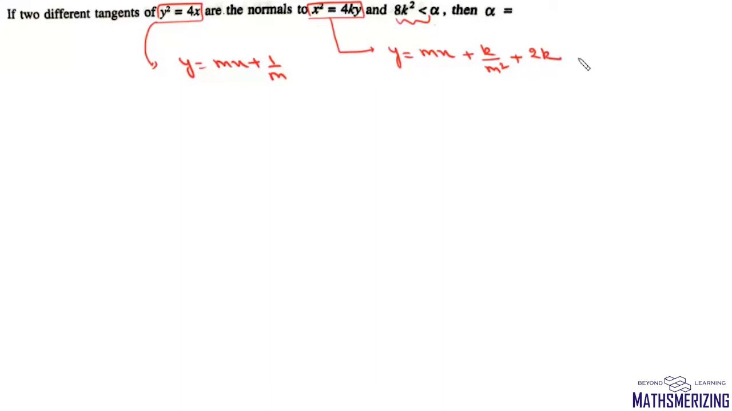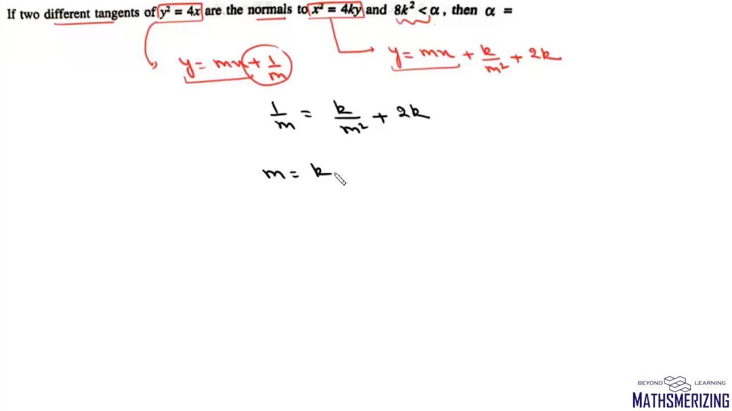Now the question says these two different tangents are actually normals to this parabola. So that means these two equations represent the same line. So if they represent the same line, then their constant terms must be the same. So we'll compare their constant terms. We can write 1 upon m, and it should be equal to k upon m square plus 2k. So we can write this equation as 2k m square minus m plus k equals 0.